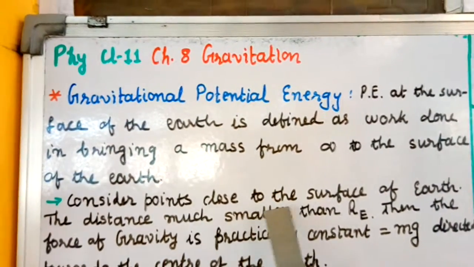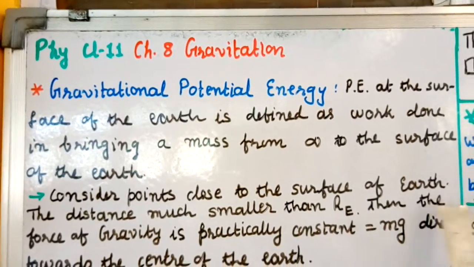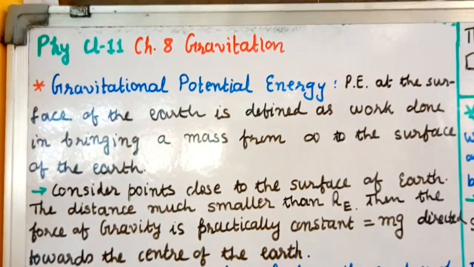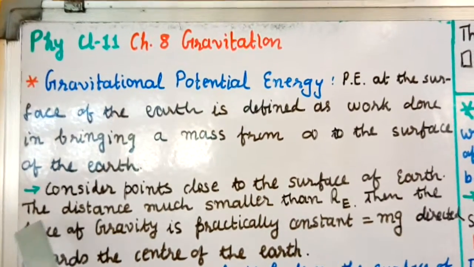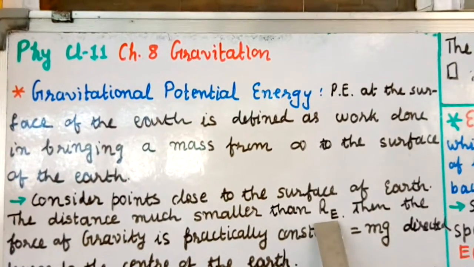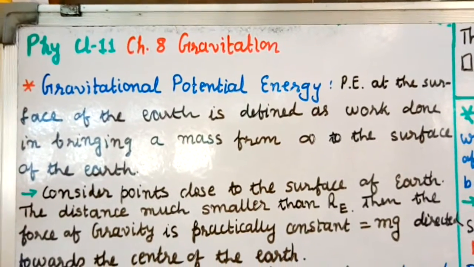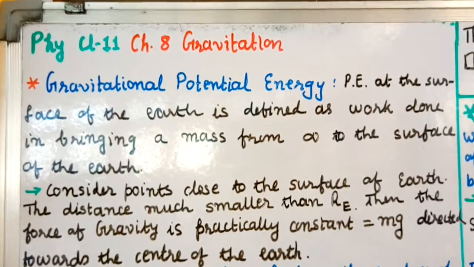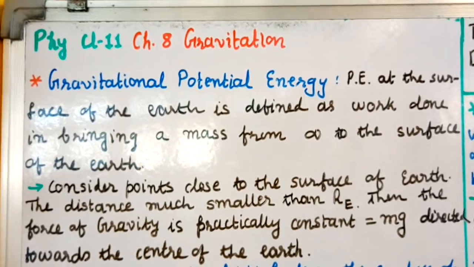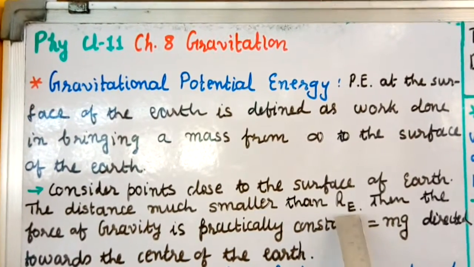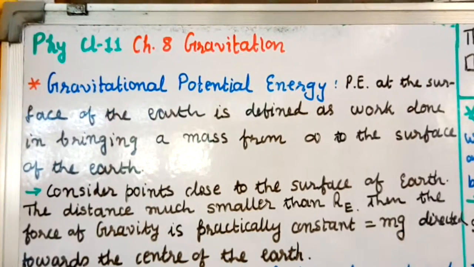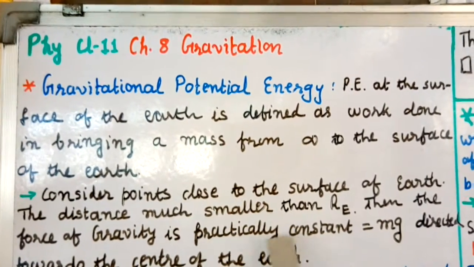Consider points close to the surface of the earth. Now we take points which are very close to the surface of the earth. The distance is much smaller than RE. That means comparatively with the radius of the earth, the distance is very small. Okay, so RE is the radius of the earth. Then the force of gravity is practically constant.